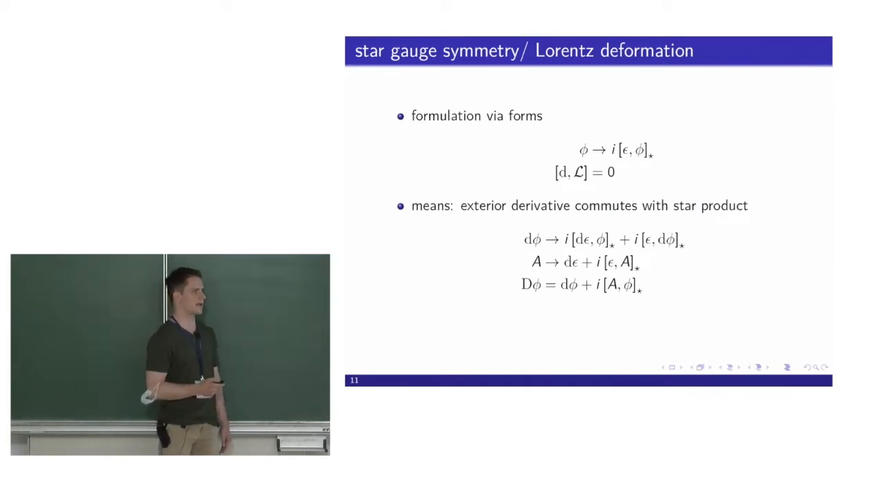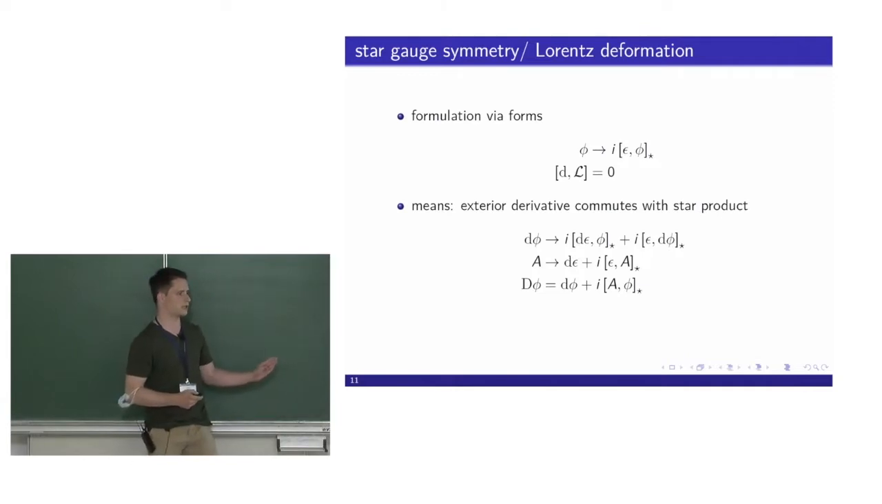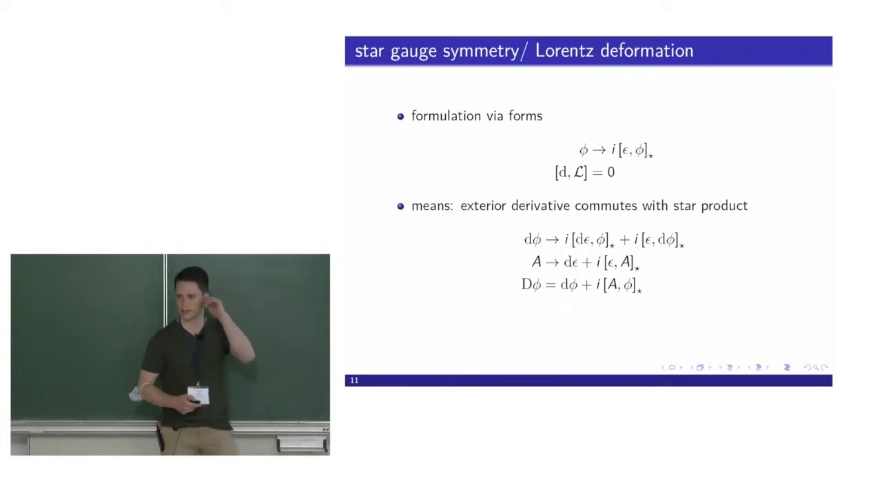Since this is the case, it is immediately true that the exterior derivative of a scalar field transforms as the sum of these two star commutators, where the exterior derivative either hits the gauge transformation or the scalar field. And now again we can introduce some gauge field, a gauge 1-form this time, that transforms in the proper way, so that this transformation cancels the unwanted term here, and we can define a covariant exterior derivative.